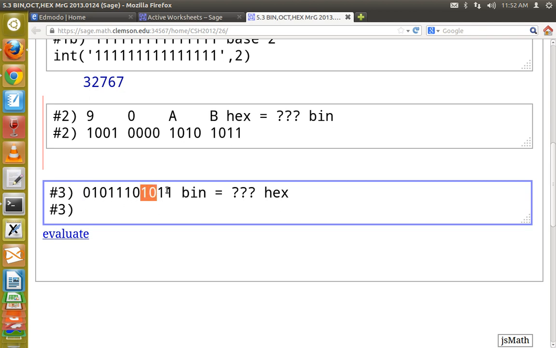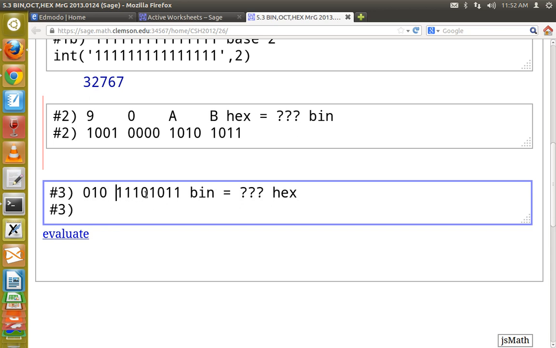You have to have this in bunches of 4, because I know how to convert 1 hex digit to 4 bits, or 4 bits to 1 hex digit. I have to do this in groups of 4. So this would be the ones place in hex, this will be the 16's place, and this will be the 256 place. Notice you could throw a 0 in there if you want.